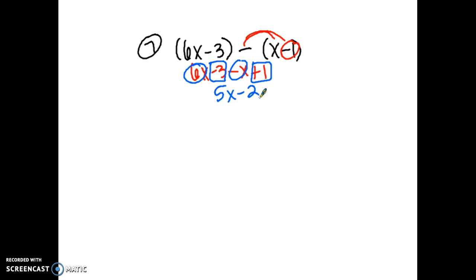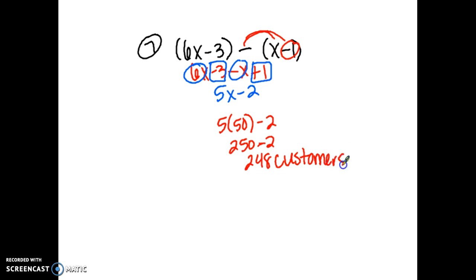If x is equal to 50, 5 times 50 is 250. And 250 minus 2 is 248. They had 248 more customers on the first day than they did the second.